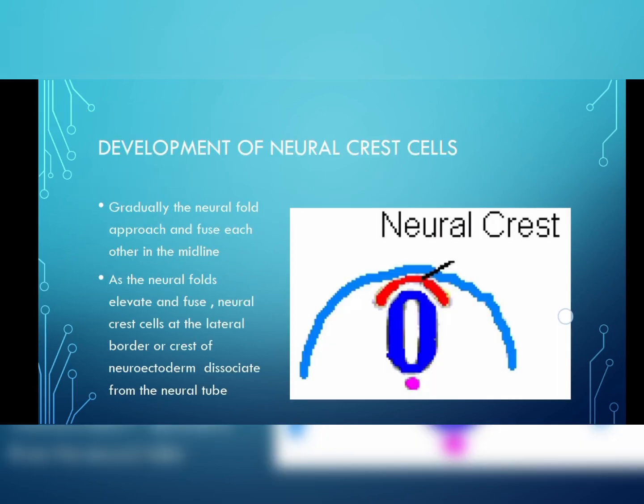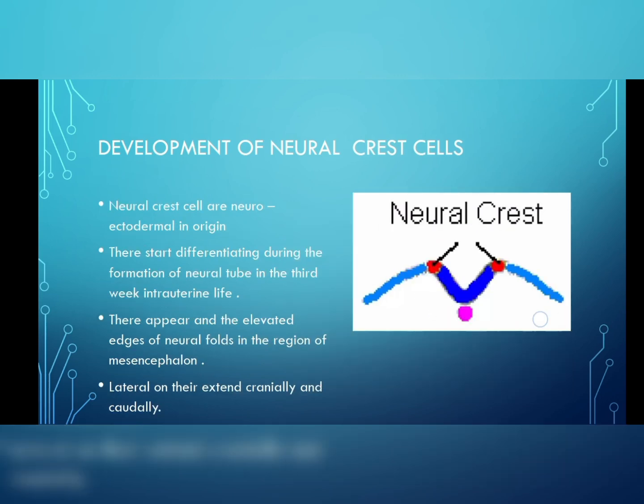Development of neural crest cells. Gradually, the neural folds approach and fuse with each other in the midline. As the neural folds elevate and fuse, neural crest cells at the lateral border of the crest of the neuroectoderm dissociate from the neural tube. Neural crest cells are neuroectodermal in origin. They start differentiating during the formation of the neural tube in the third week of intrauterine life.